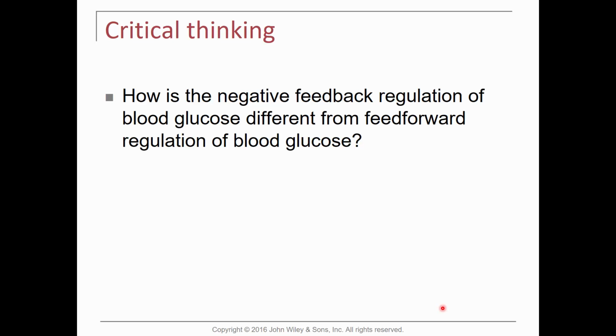Now, feed forward means that blood glucose level, the thing that's being regulated, has not gone up yet. Feed forward means there are other signs that anticipate an increase in blood glucose level. And those two things are parasympathetic stimulation and glucose in the small intestine, leading to the secretion of the incretins, GIP and GLP.